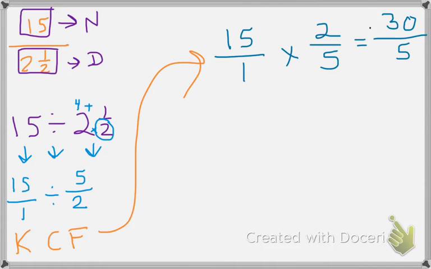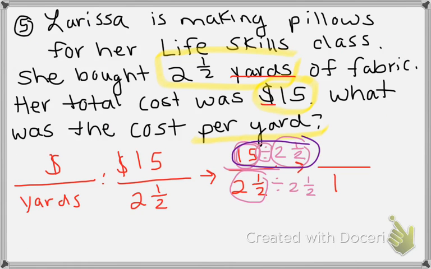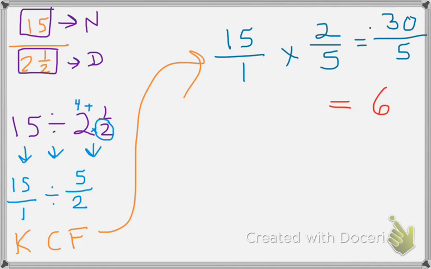Now, yes, this is an improper fraction, because the number on top is bigger, but what is 30 divided by 5? It's an even 6. Okay, so what was the question asking? It was asking, what was the cost per yard? How much was it? $6 per yard. So for 1 yard of fabric, it was $6.